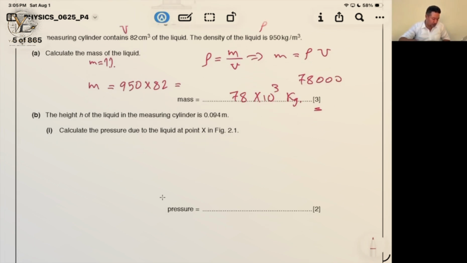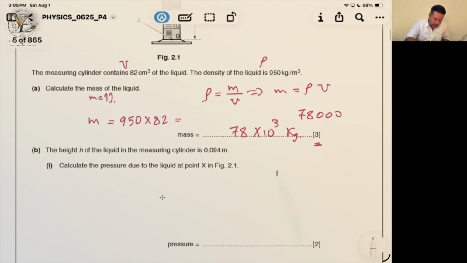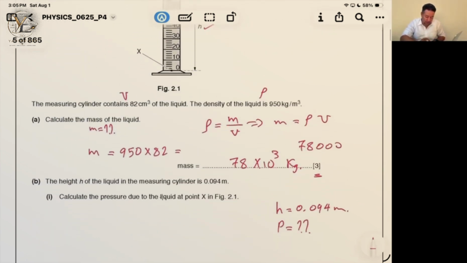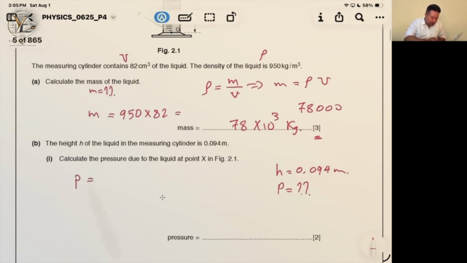The height h of the liquid in the measuring cylinder is 0.094 meter. So here is h, the height, 0.094 meters. Calculate the pressure due to the liquid at point X. It is asking for the pressure. You know, pressure at a point inside the liquid equals rho g h.